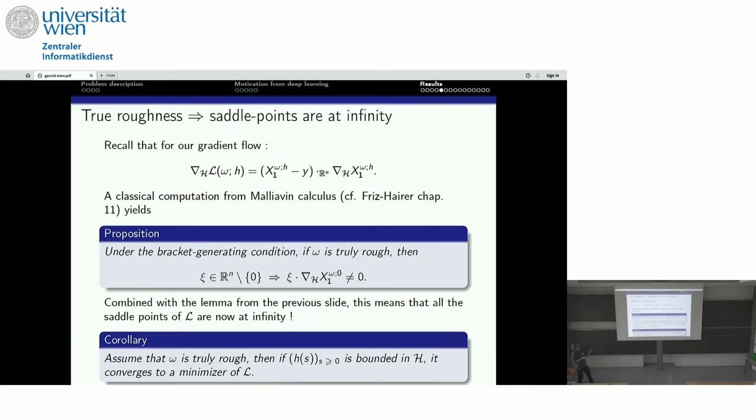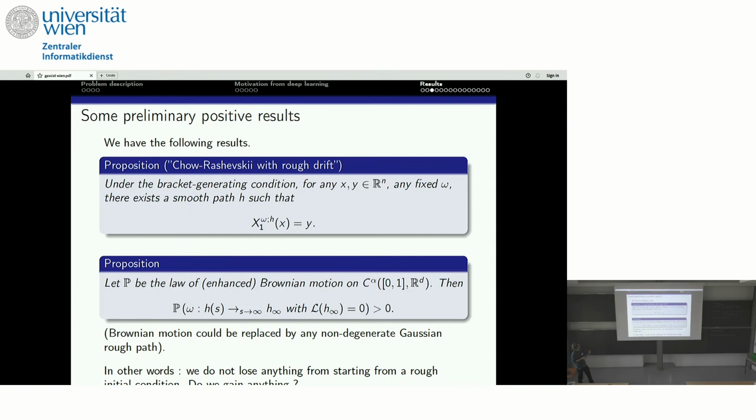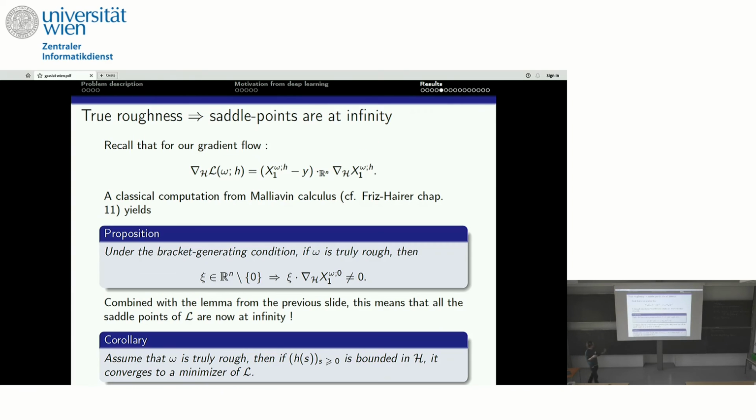And so this is why it's quite nice that we also have this result that, however, you have not put the controls that do the job at infinity. So you know that at a finite distance from your initial condition, you still have plenty of controls that will achieve the problem, but all the saddle points are now at infinity. This does not tell you that you converge. This is far from a proof, but it's a pretty nice qualitative observation, a nice indication that maybe roughness would help.